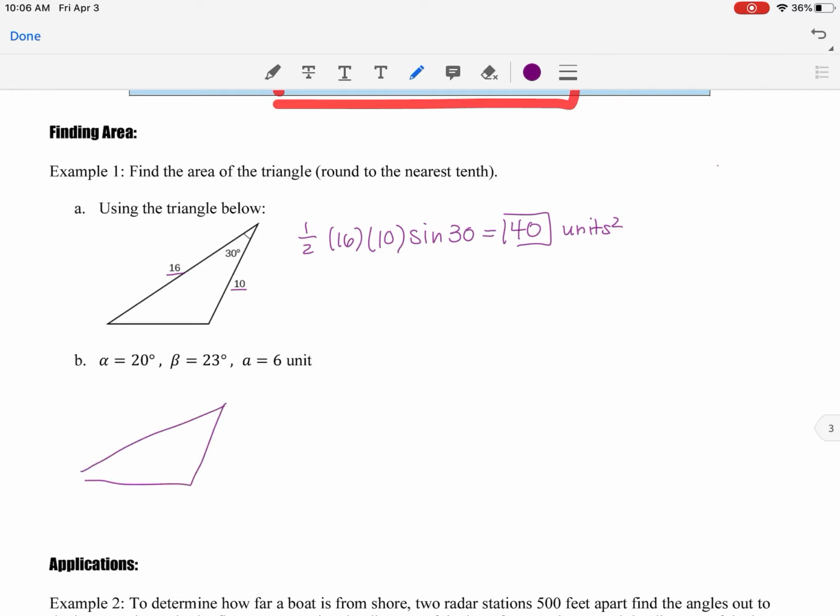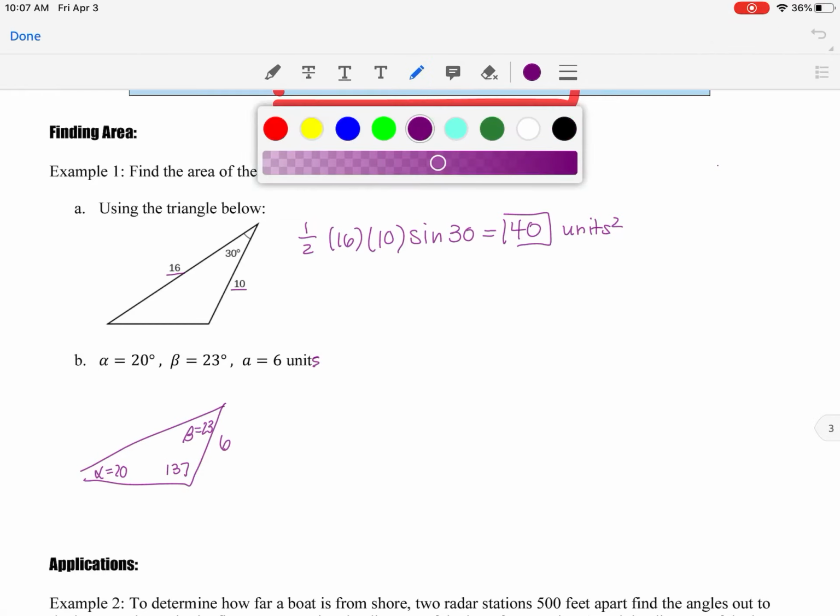Next one's a little trickier, and whenever they just give you the numbers, always draw a picture to go along with it. So this is alpha equals 20. We've got beta equals 23. And you can always find the other angle by subtracting these two from 180, and you get that the missing angle is 137. Okay, the side across from alpha is 6 units.